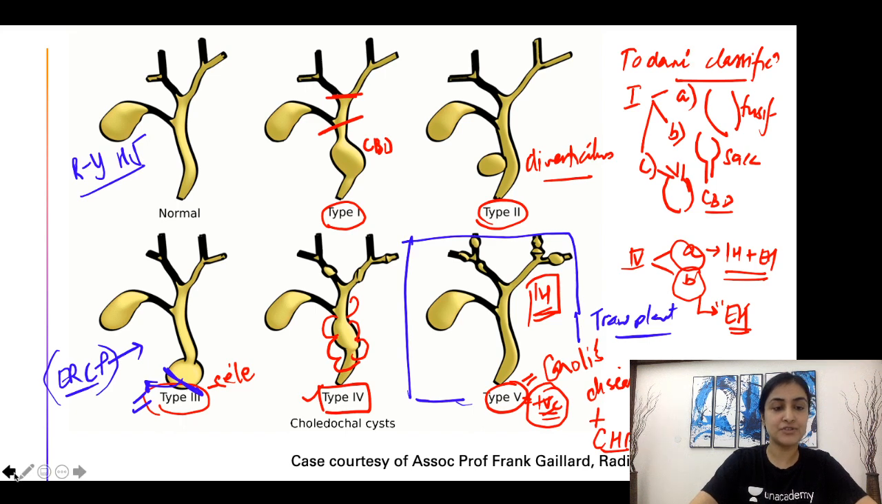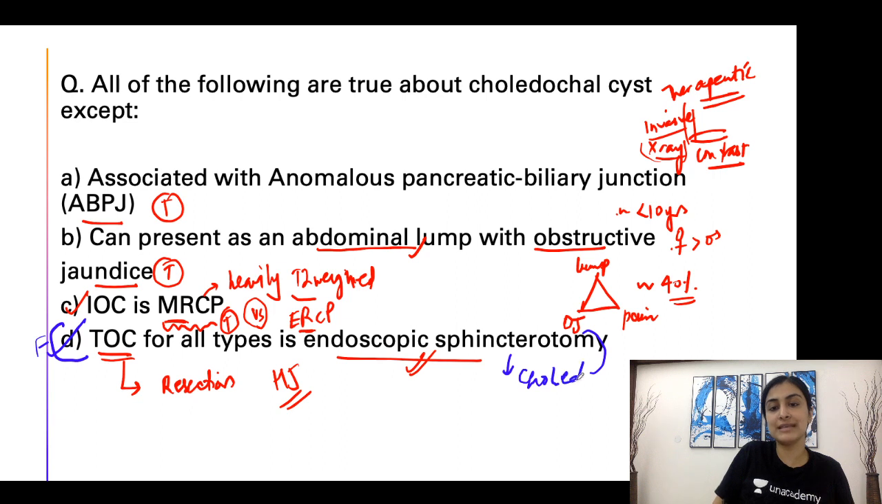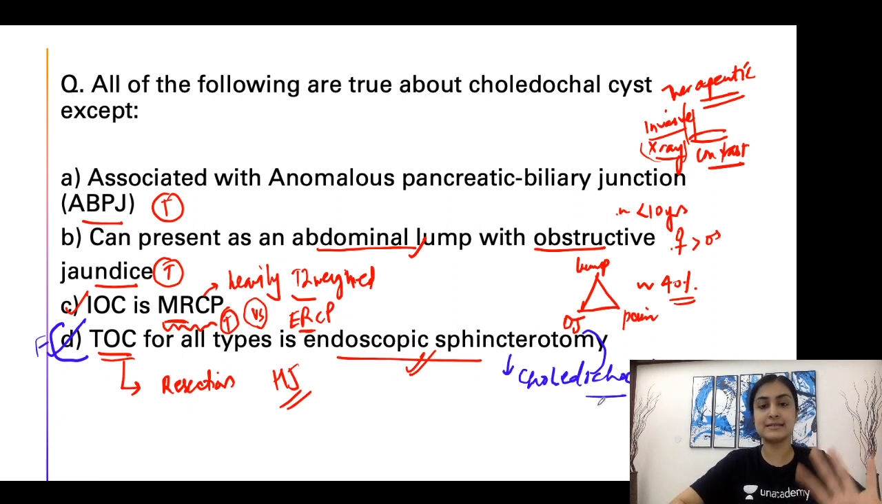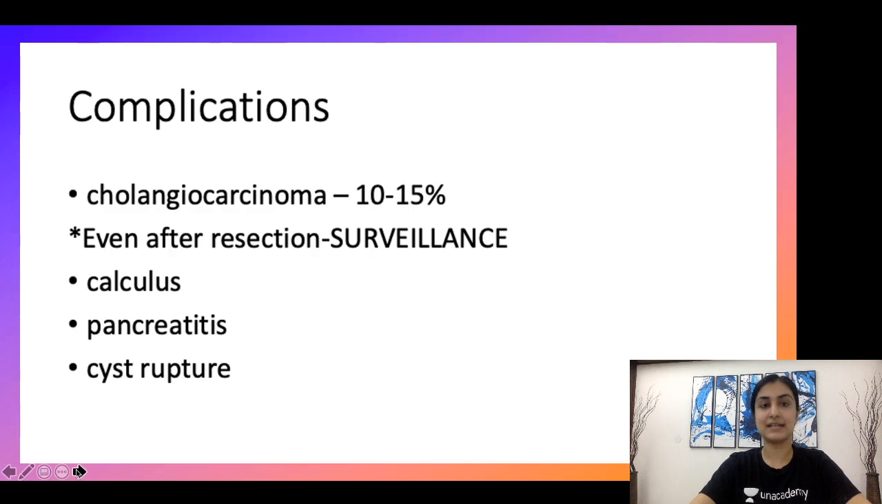So that brings us to the answer that the wrong statement here is our D option, which is false. That is, treatment of choice for all types is not endoscopic sphincterotomy. It is only for choledochocele, alright, which is going to have this treatment of choice. Alright, is this clear? So now let's quickly look at a few images and try and see the classification scheme.